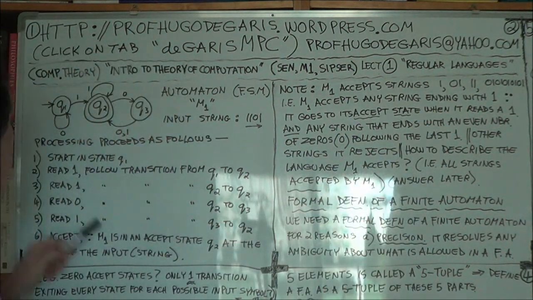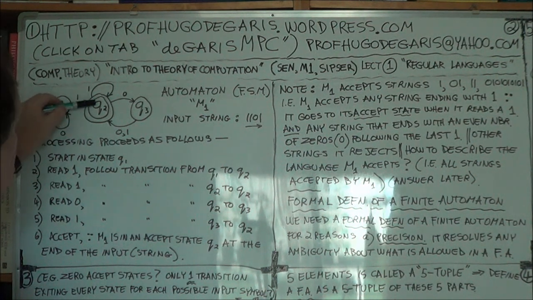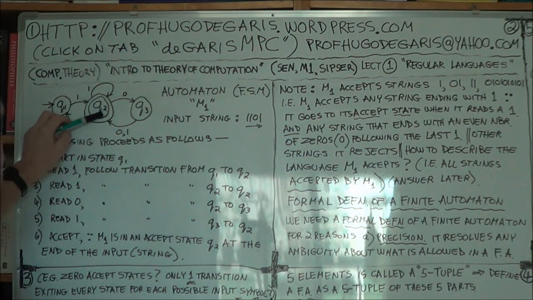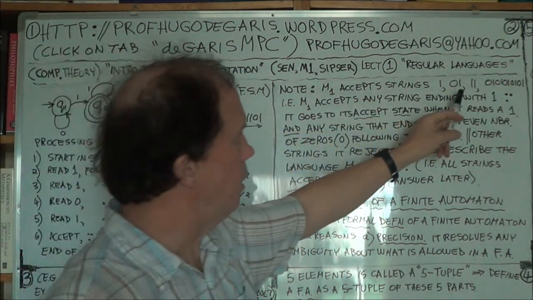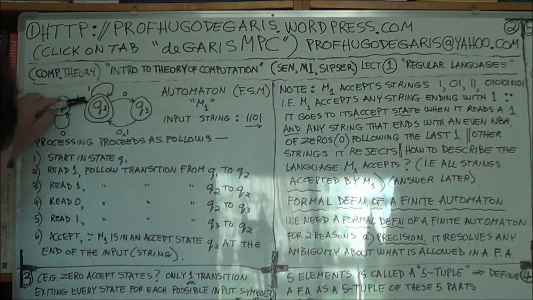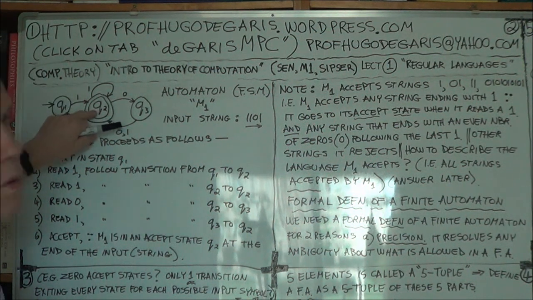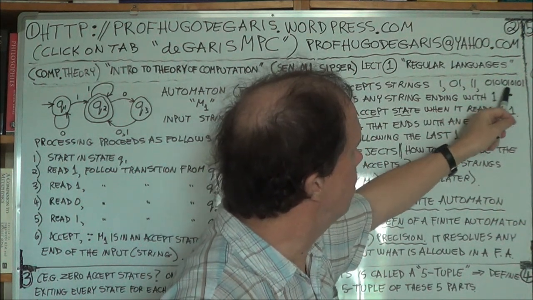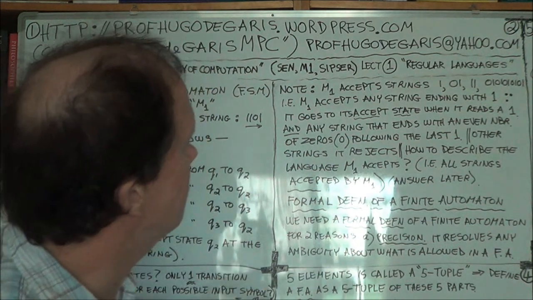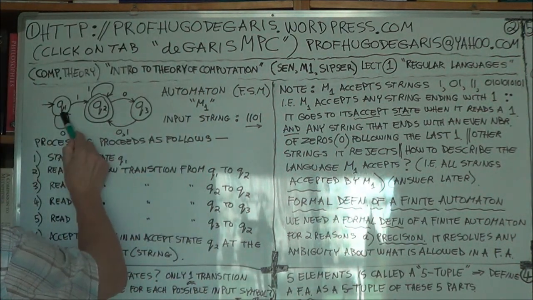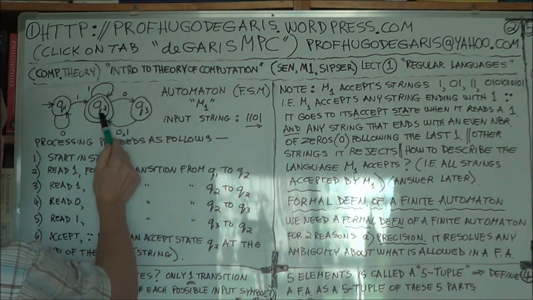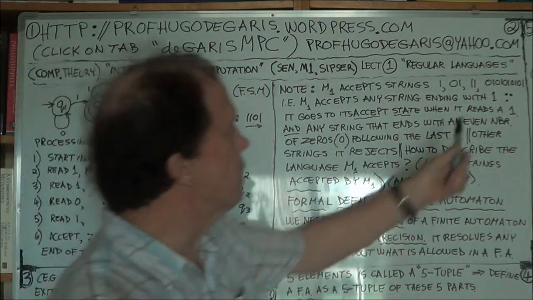Now how about 0, 1? Okay, 0 takes you back to Q1, and then 1 takes you to Q2. So your final state is an accept state. So 0, 1 is accepted. How about 1, 1? Okay, 1, 1, still in Q2, so accepted. And this much longer one, like 5 times 0, 1: 0, 1, 0, 1, 0, 1, 0, 1, 0, 1, still in Q2. Right, so that's accepted.